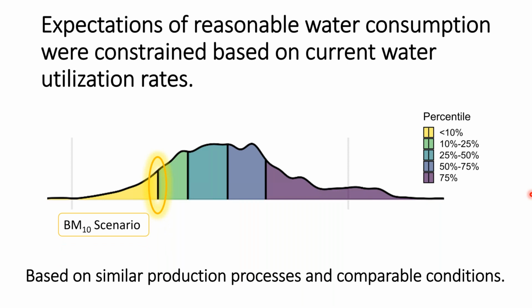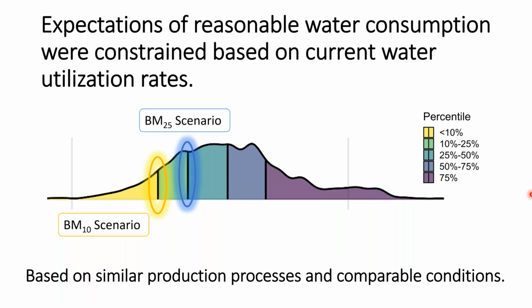This shows a distribution of the water use intensity, so the amount of water per dollar of production, with the area on the left being more efficient water users. They're getting more bang for your buck, using less water for the amount of production being produced. The BM10 is basically if we move all water users to the right that are less efficient to the 10th percentile, how much water could we save? That's the BM10 scenario. We also looked at the BM25 scenario, which is basically moving all the water users to the right to this 25th percentile.